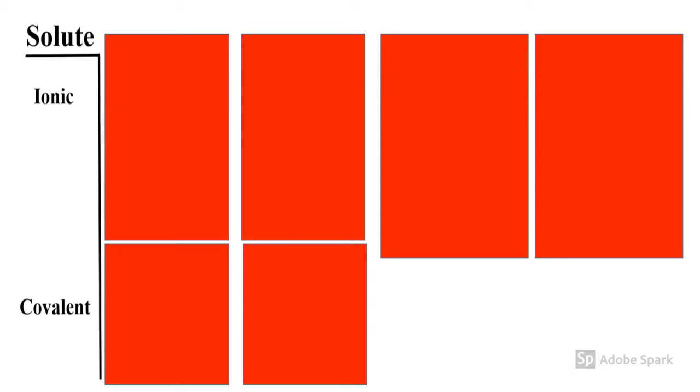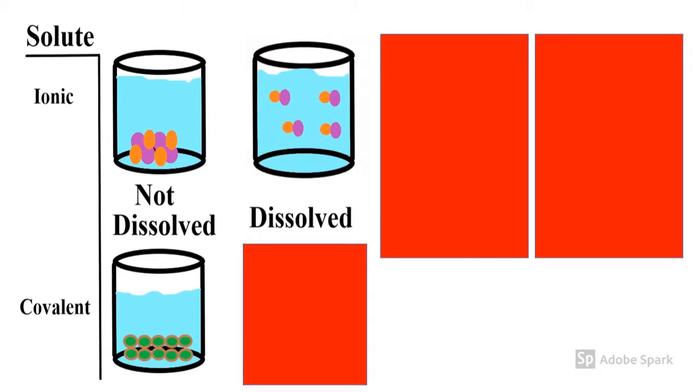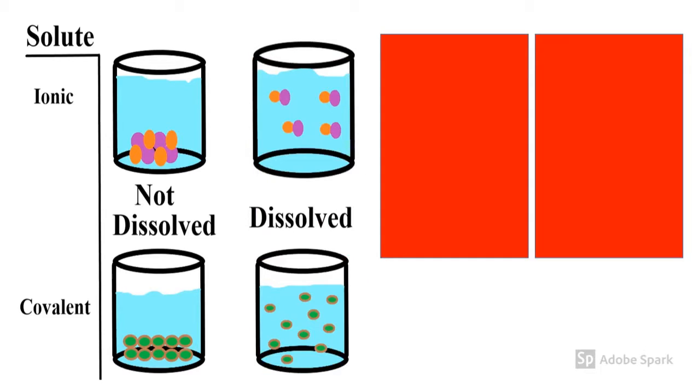All right, this slide is going to break up what ionic and covalent look like when they're in solution. When they're not dissolved, they both look really similar. As you can see, they're in the bottom of the beaker. You could tell them apart from the water, like salt and sugar and water. But when they're dissolved, they look similar once again, and you can see they spread out in the water.